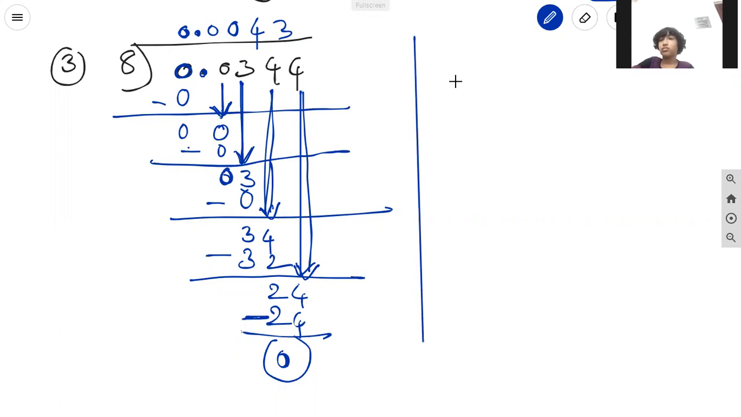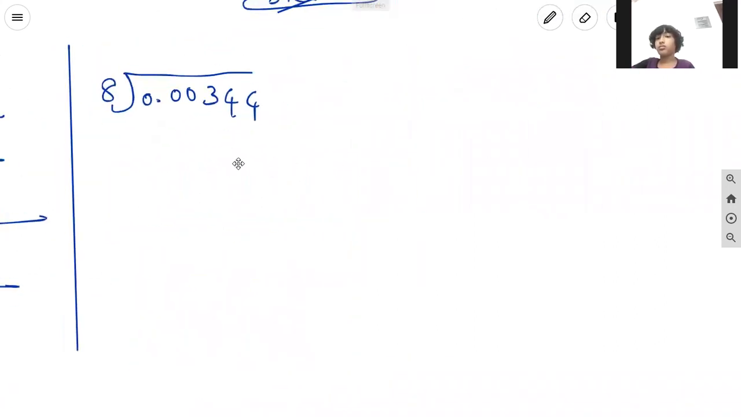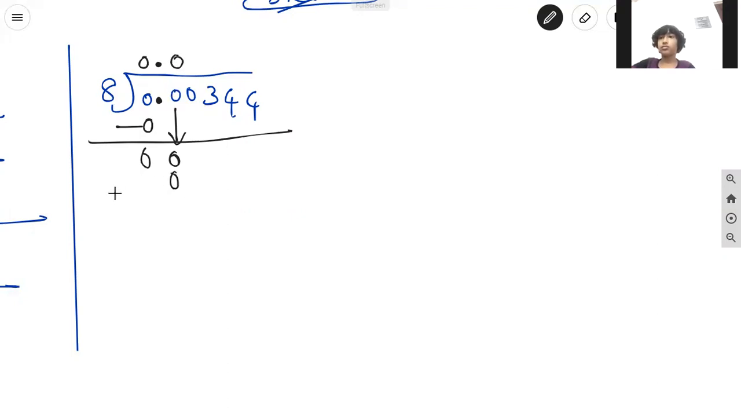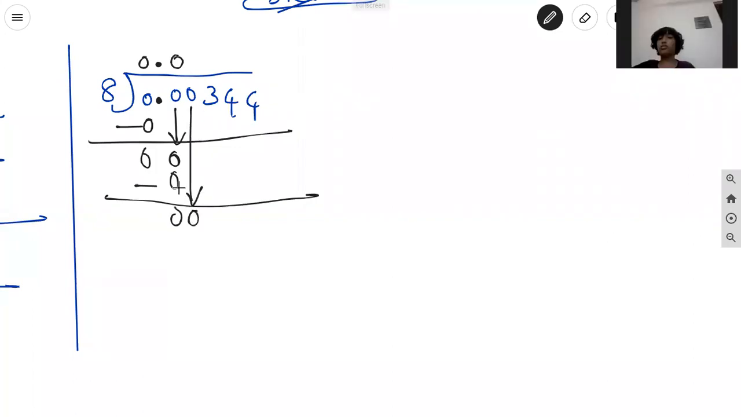Another one, the same number, 8. 0.00344 is divided by 8. How are we doing this one? In the same way, 8 zeros are 0. 0 minus 0, it's 0. The decimal point is written in the quotient. Then we write down the tenth digit, it's 0. From 0, 8 is not subtracting, so 8 zeros are 0. 0 minus 0 is 0. Write down the hundredth digit, that is 0.